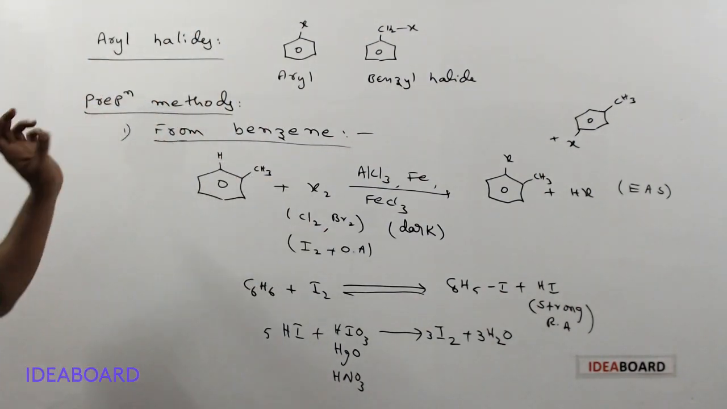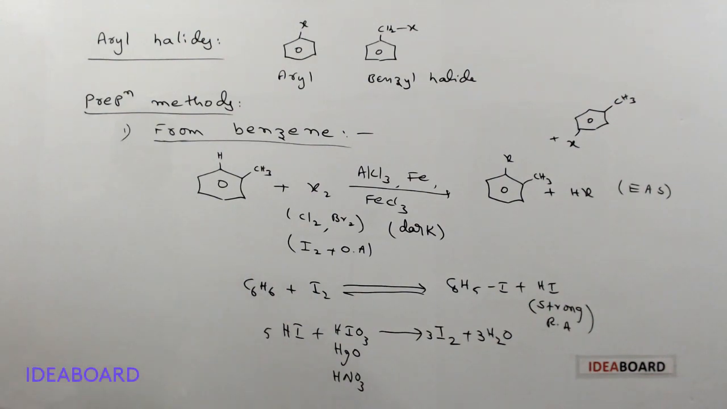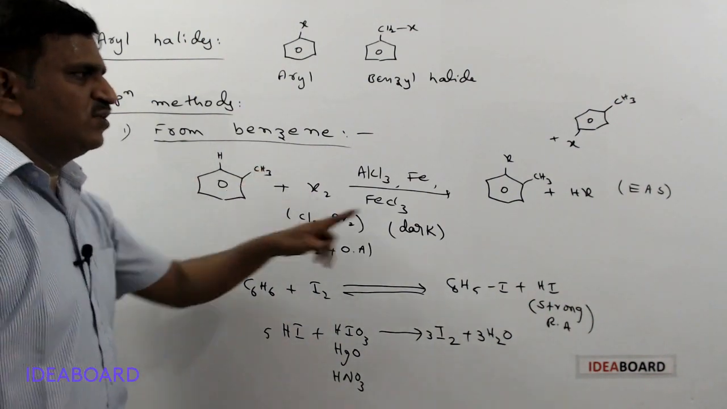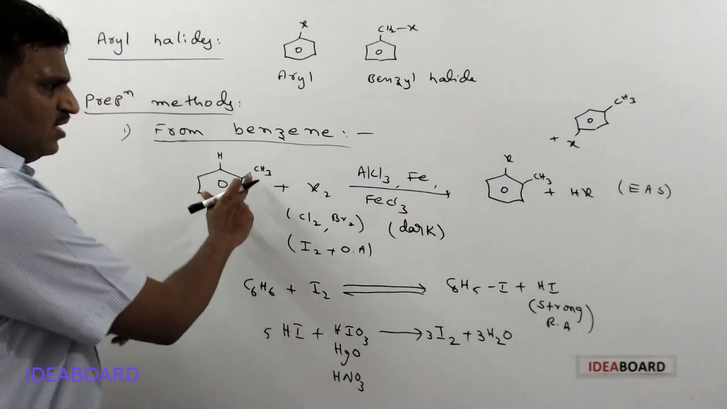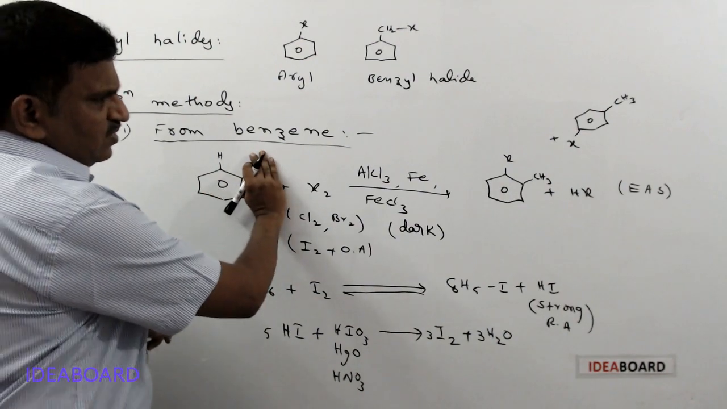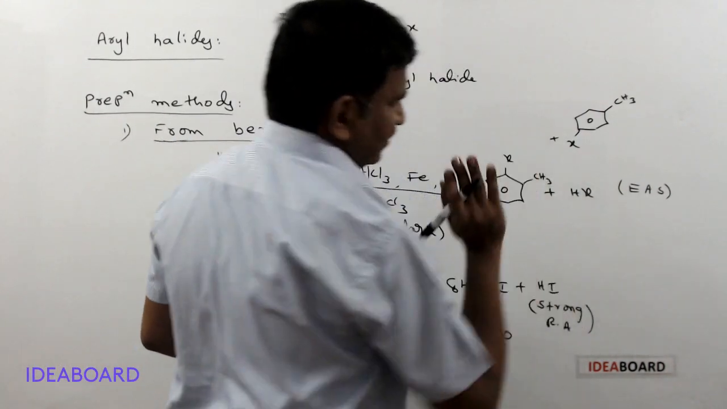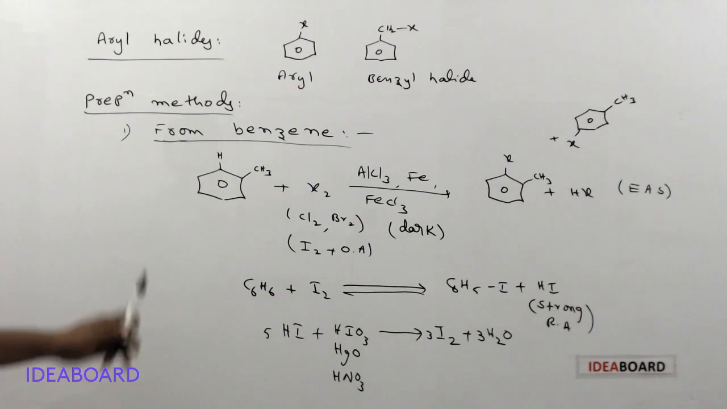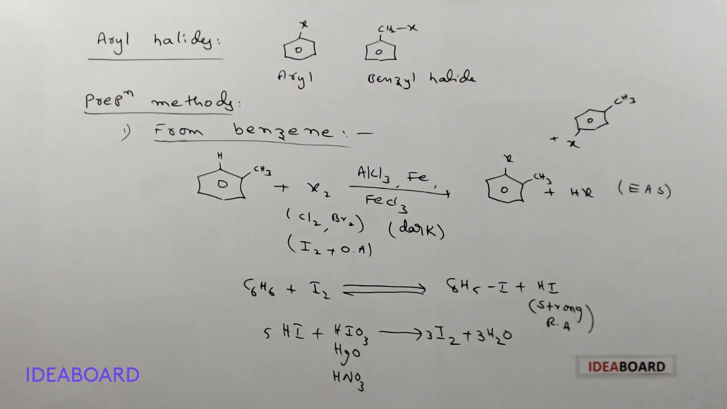Okay, that is the preparation method from benzene. If they give methyl benzene, you write it. Otherwise, if only benzene is given, you will get only halobenzene. Okay, that is about one method.